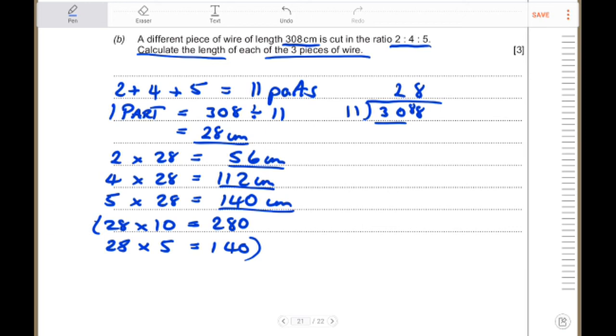Okay? And that's basically sharing in a given ratio, or dividing a quantity in a given ratio. Okay, thank you very much.